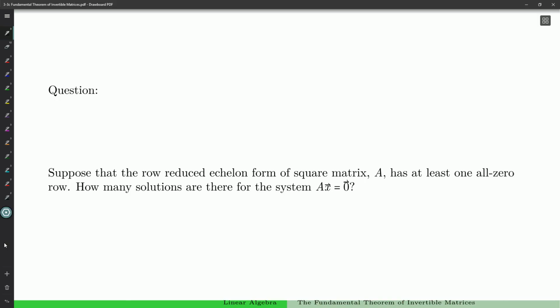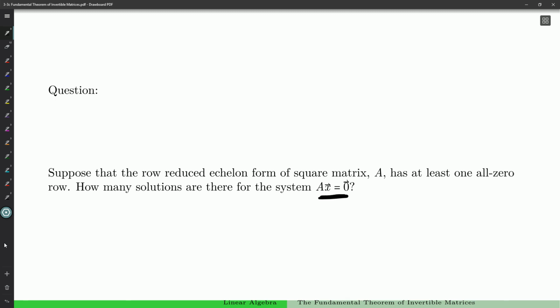Suppose that the row-reduced echelon form of square matrix A has at least one all-zero row. How many solutions are there for the system AX equals 0? The homogeneous system here. Okay.